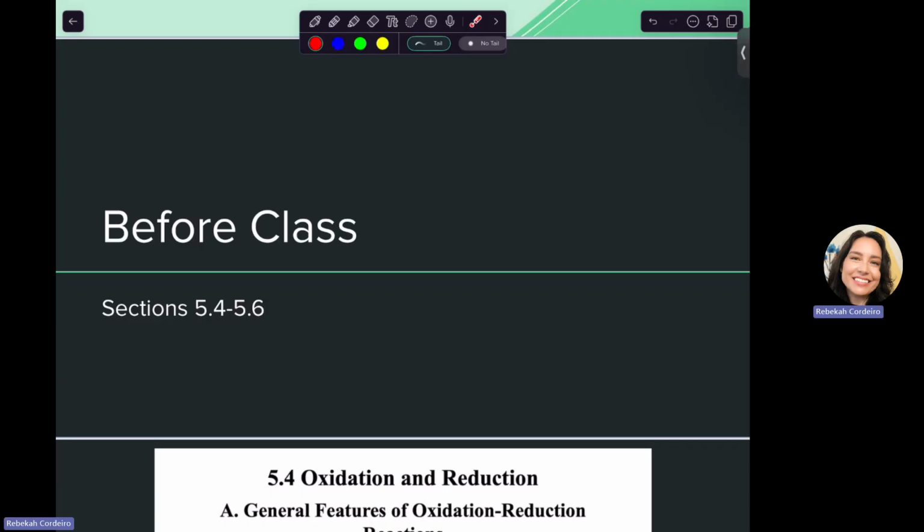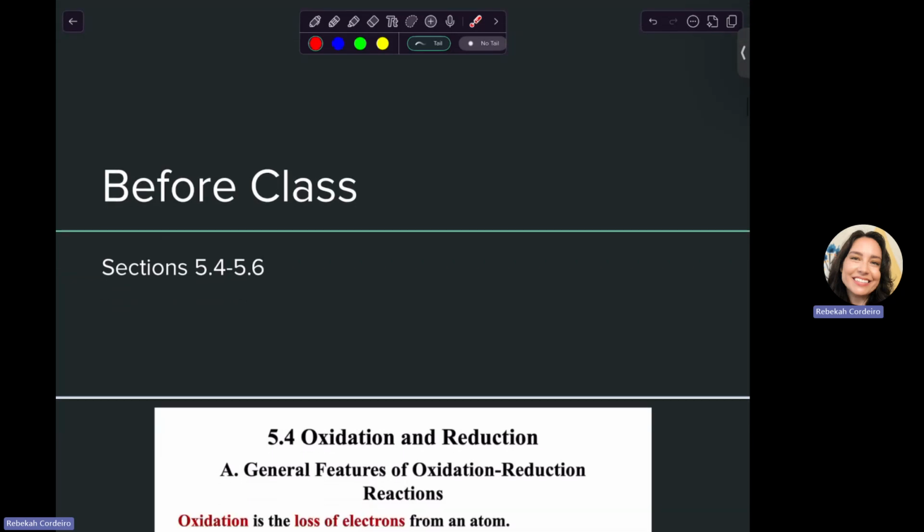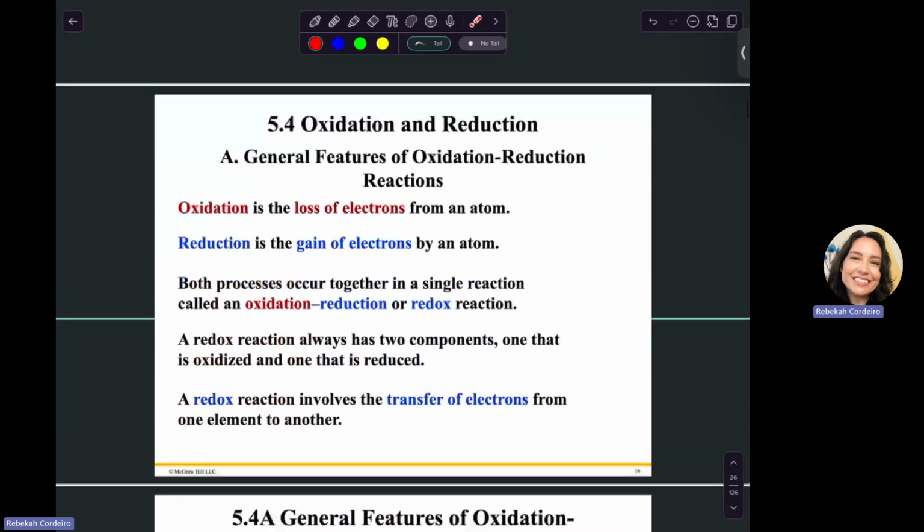Hi, this section is going to be sections 4.5.4 and 5 through 5.6 for chemistry 1151. So one type of reaction we didn't cover in our last class was oxidation and reduction. It's a little more complicated to talk about this one, so that's why we left it for a separate video.